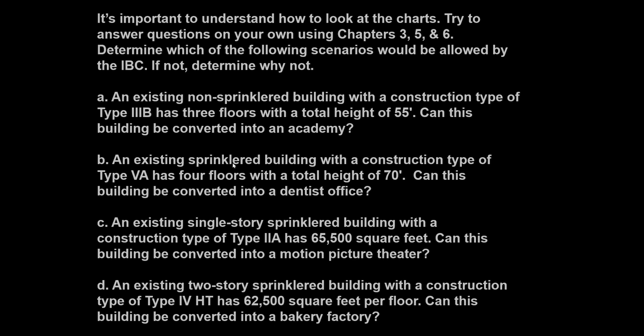This one says an existing sprinkler building. So again, we have another piece to keep in mind. It's a sprinkler building with a construction type of 5A. Now 5A is one of the lower ones. Remember, closer to 5B, fewer restrictions. Closer to 1A, very restrictive. So if you want less, you go to the 5. If you want more, you go to the 1. It just depends, and 1A will be for skyscrapers, for example.